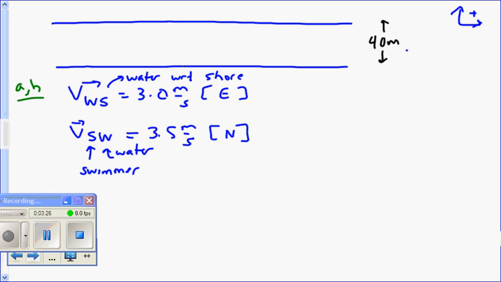Here's a case where he aims straight across. That's really what we're going to call swimmer water. But the water takes him this way, so that's the water shore. So his end result ends up being this. This would really be the swimmer shore, right? And the swimmer shore and the side.